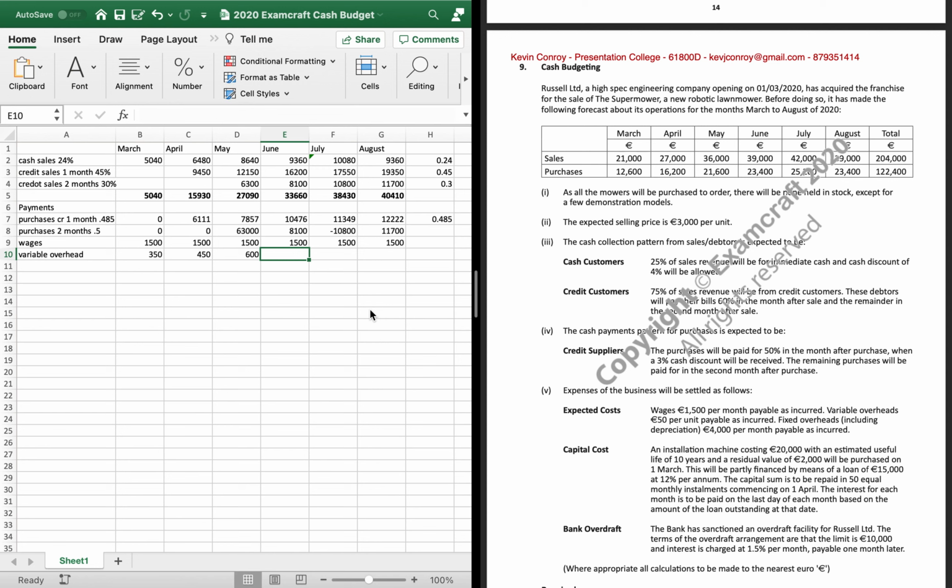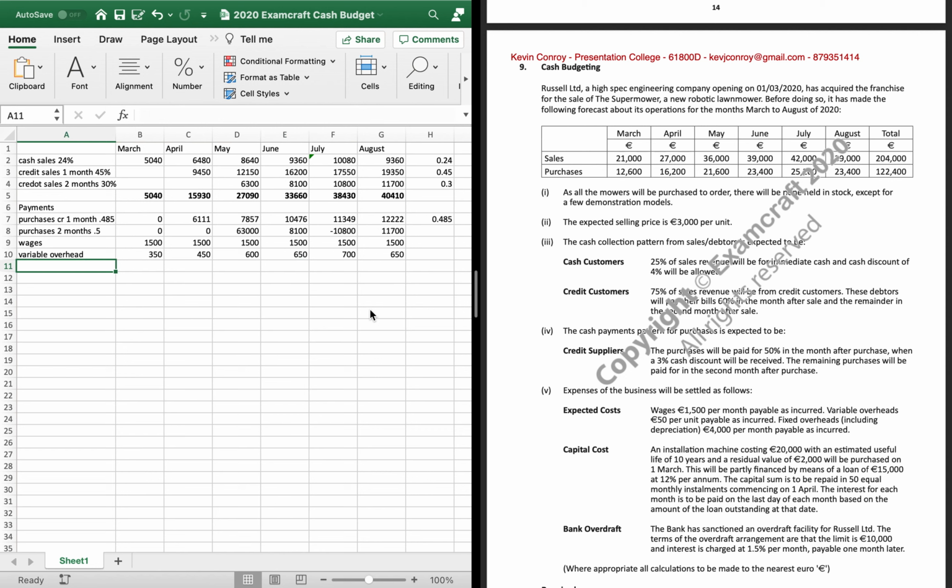Obviously, then for June, it's 39,000 divided by 3 is 13 units. So 13 by 50 is 650. Then we've gone up to 42. So that's another unit. So another 50 is 700. And then back down to 39. So it'll be 650 again there. Okay, so that's our variable overhead done.